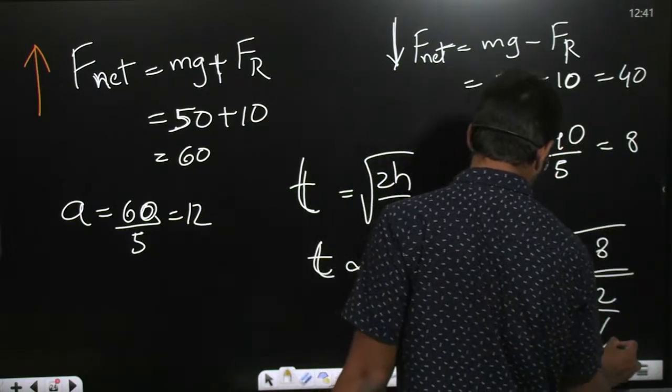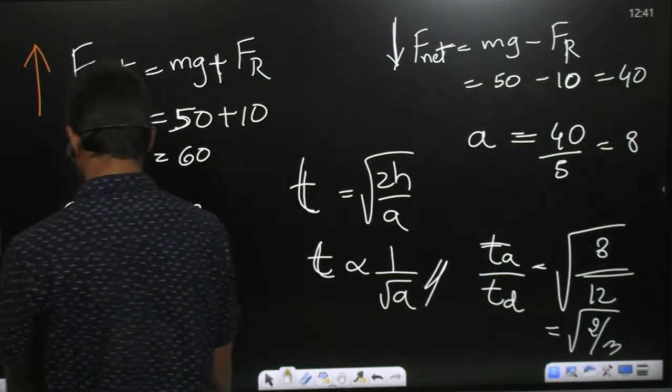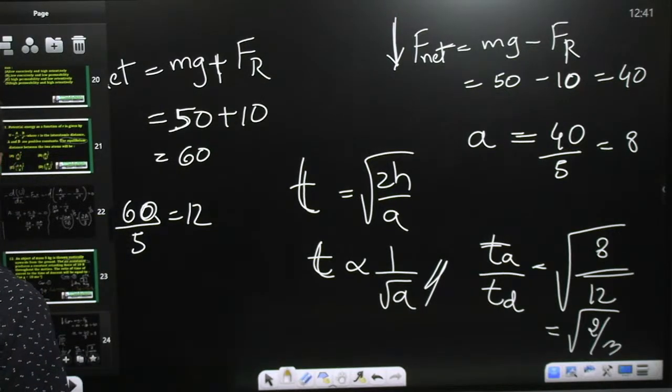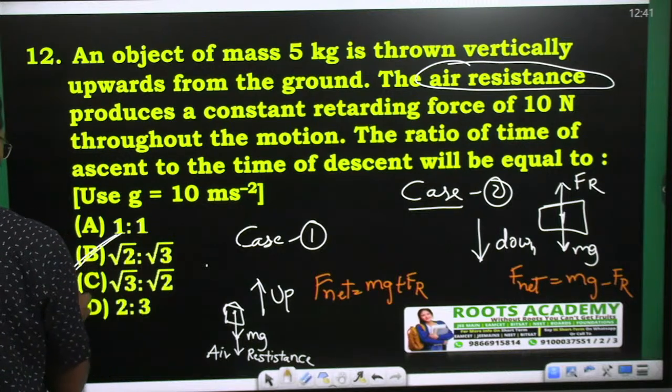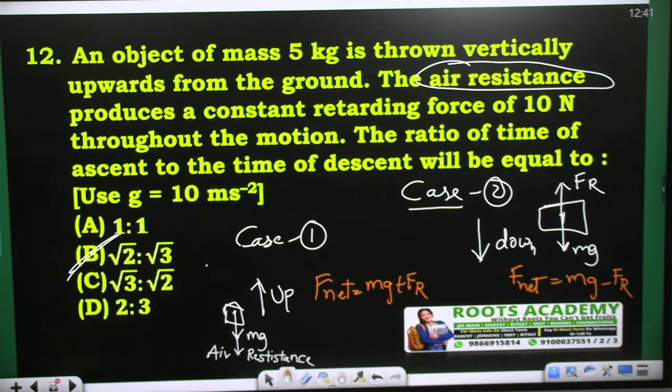I guess we have this option. Let's check. So root 3 by root 2. See the role of resistance. People watching online, comment if you have any doubts. So we got root 3 by root 2. Hope this is clear. Let's try to look at the other question.